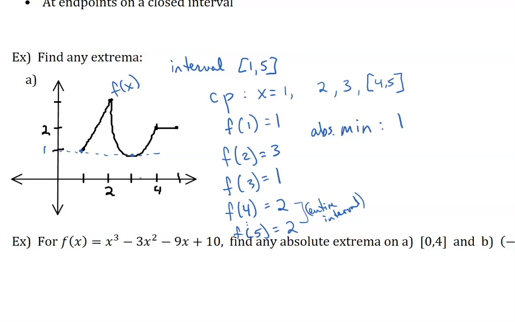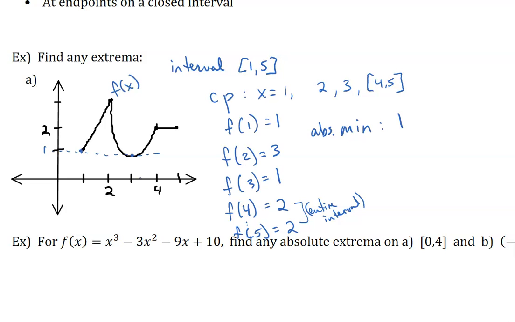But if I said where does the function attain the absolute min, we could say at 2 places, x equals 1 and x equals 3. Okay, so again, I really just want to keep stressing that when we're talking about absolute extrema, we are talking about the value of the functions, not the location.